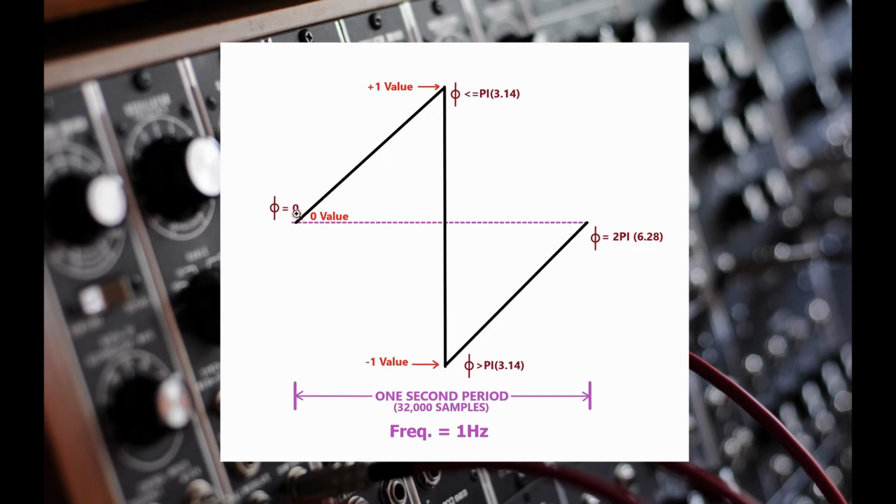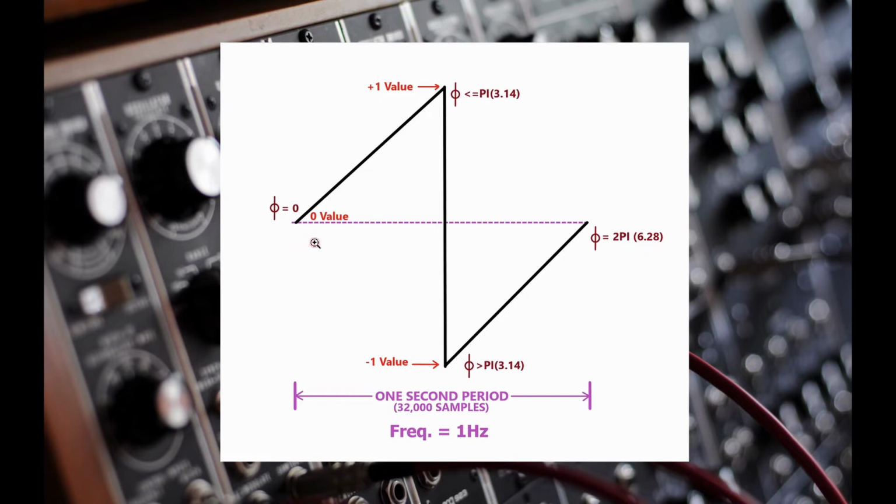In this example, phase equals 0. Up here, phase is less than or equal to pi. Down here, phase is greater than pi. And over here, phase is equal to 2 pi.